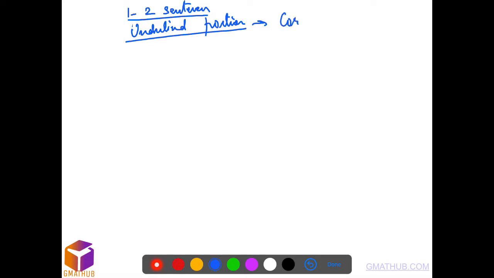So in sentence correction, there could be one or two sentences in a question, and there will be some underlined portion. That underlined portion might be correct or incorrect. So we need to figure out if that is correct or not. If not correct, then what is the best alternative?